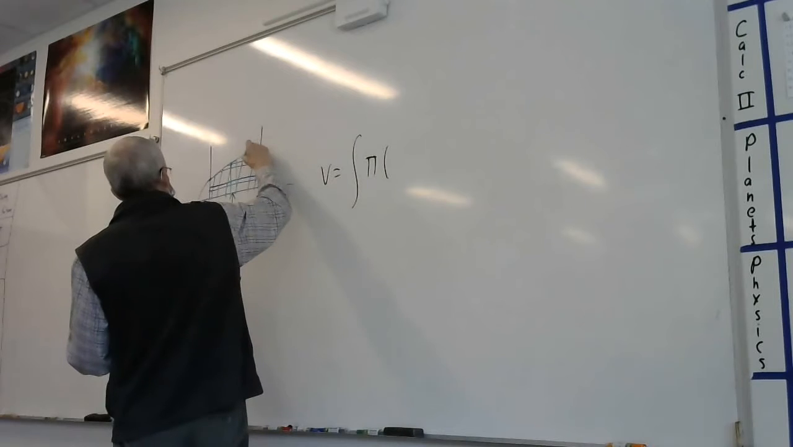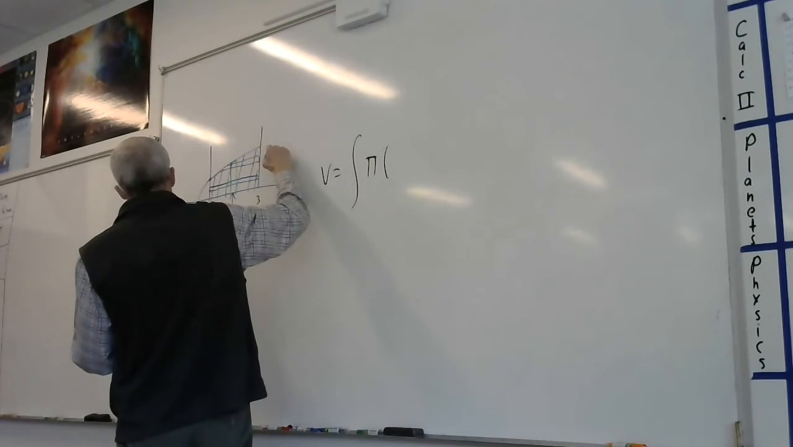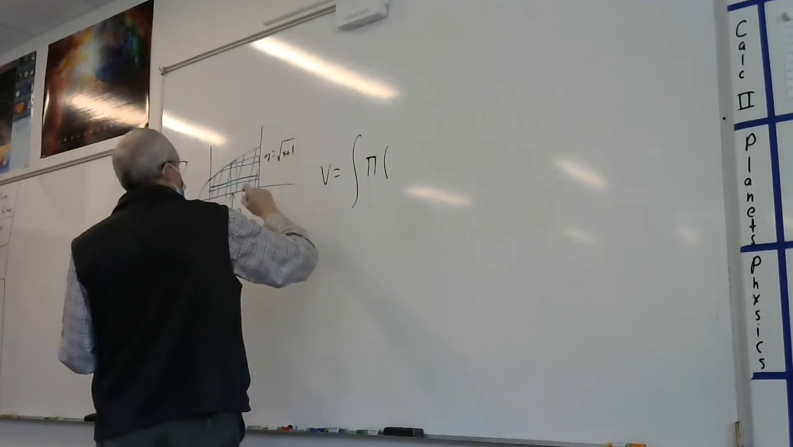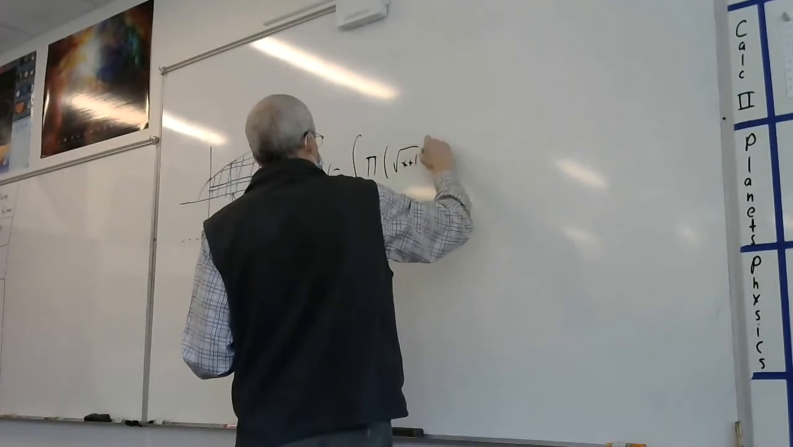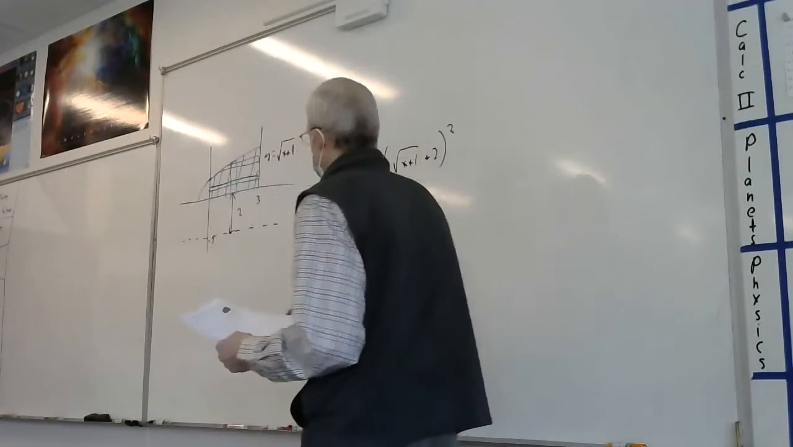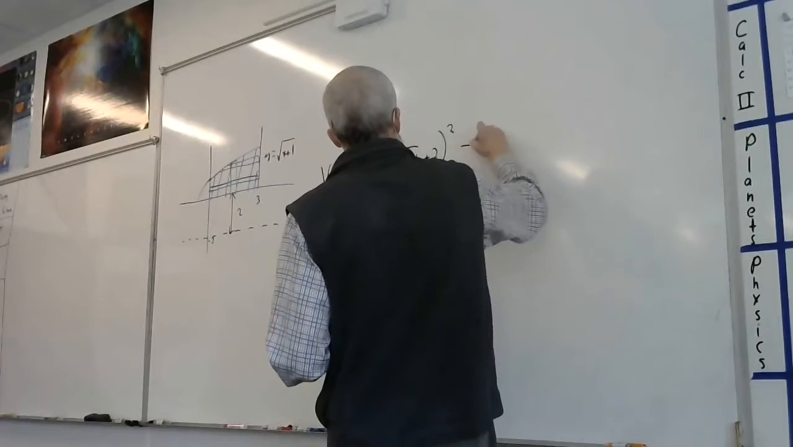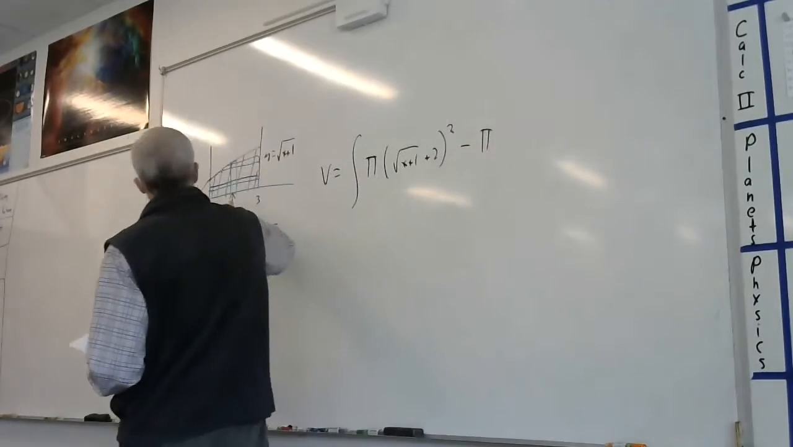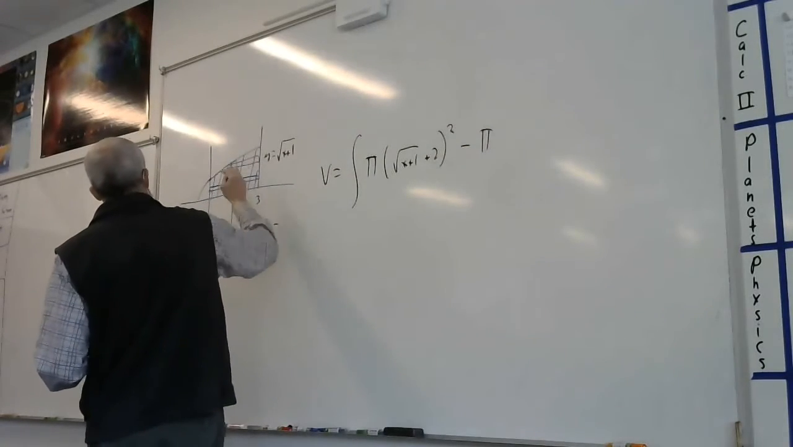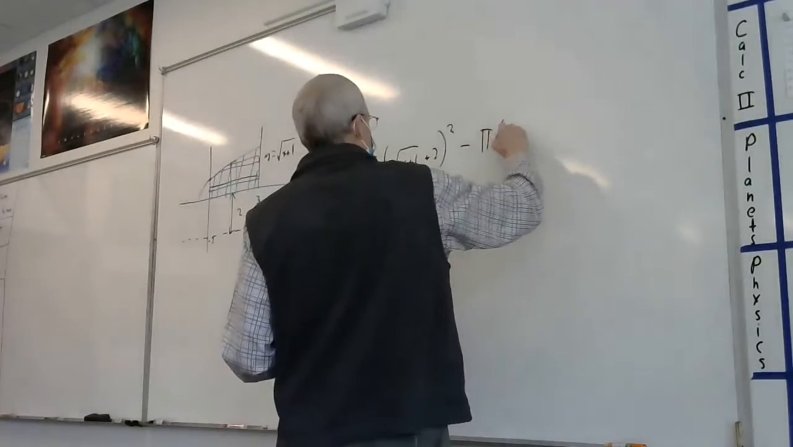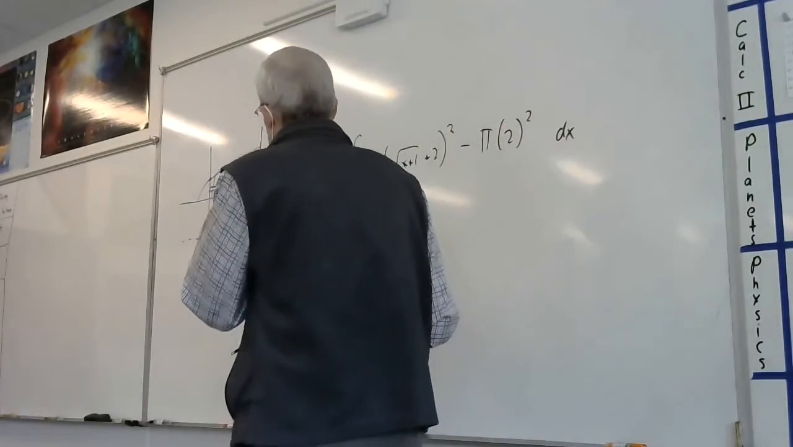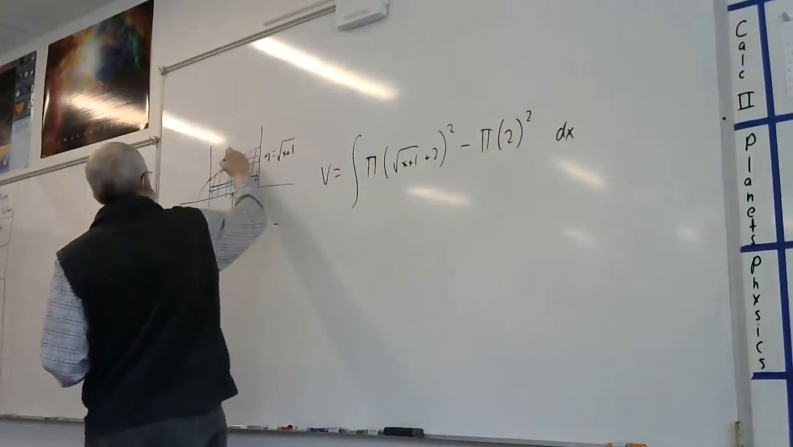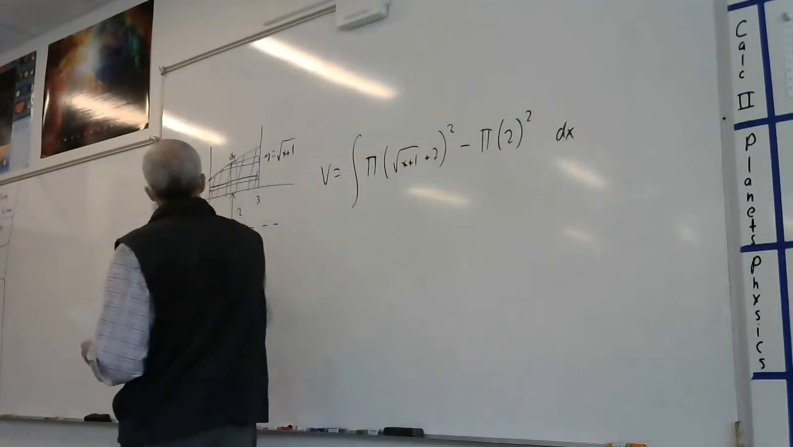And that is the function. The function is y equals the square root of x plus 1. So it's the square root of x plus 1 plus 2, squared. That's the outside one, minus pi times the inside radius, which is just 2. So pi times 2 squared dx. Because this is a washer, so there's a width there, so it's a dx.